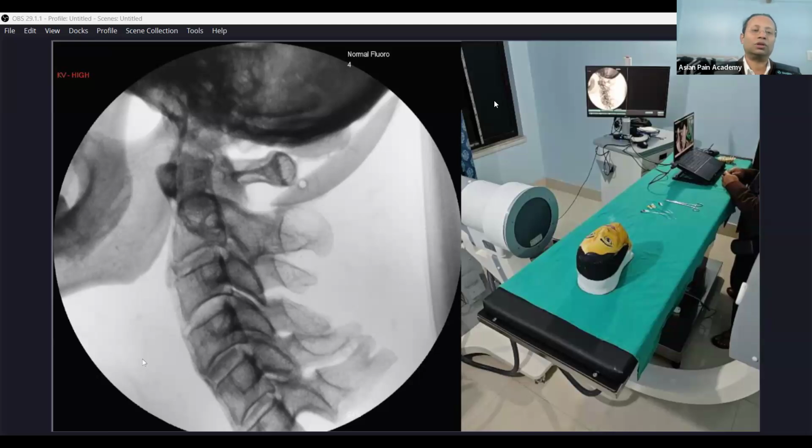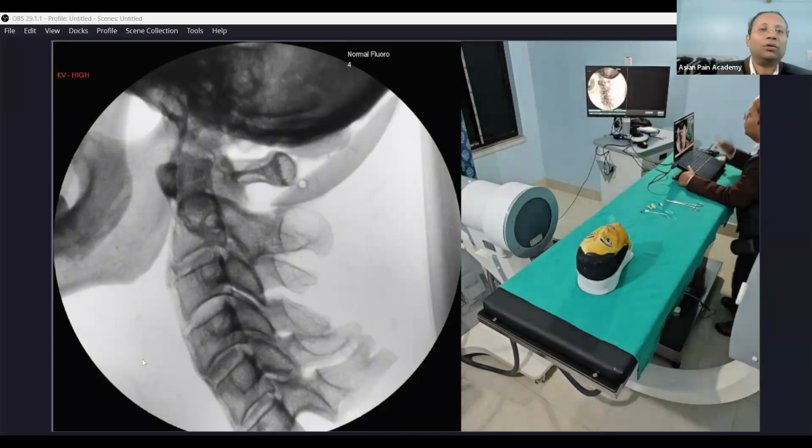Now, of course, radio frequency of the medial branch is always a therapeutic procedure. So before that, a diagnostic intervention should be done. The diagnostic intervention should be the local anesthetic infiltration at the medial branch. Sometimes, of course, intra-articular local anesthetic infiltration also serves as a diagnostic evaluation of whether the facet joint is causing the pain or not.